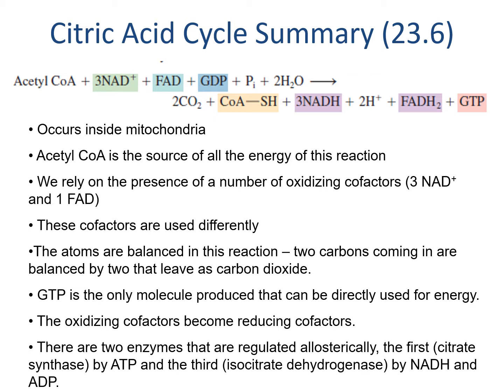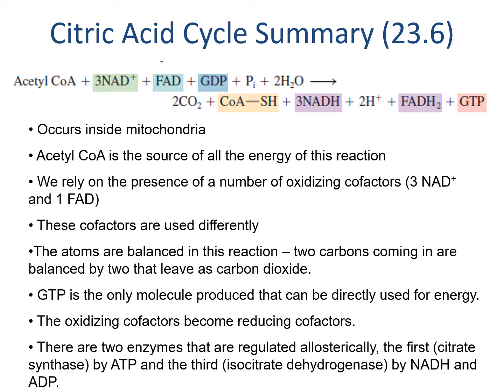In this cycle, the acetyl carbons are oxidized to carbon dioxide and all the redox cofactors are reduced. The carbons coming in bring the energy, and the energy leaves ready to be used as GTP or as NADH and FADH2 that can be processed for energy in the electron transport chain.